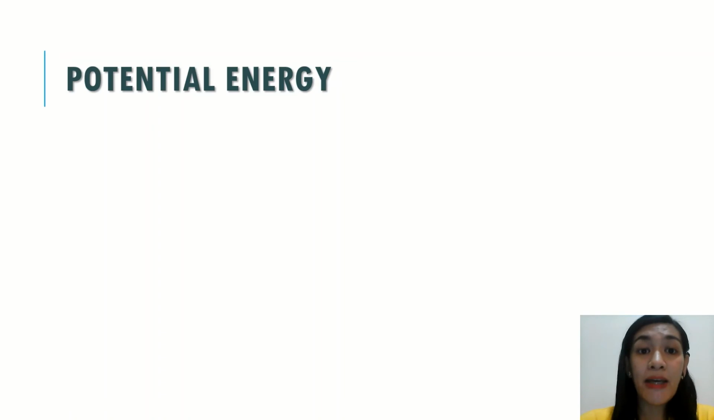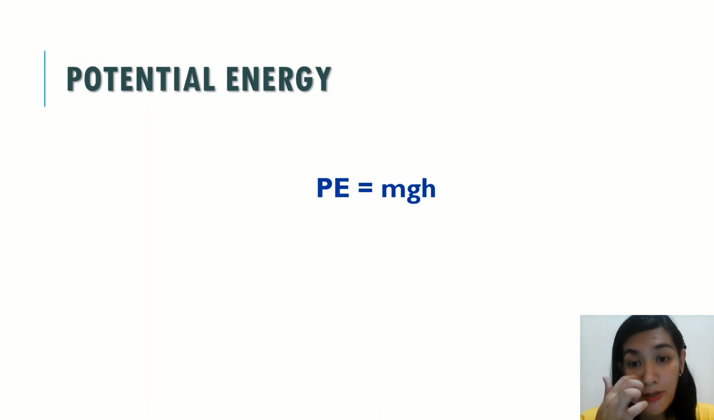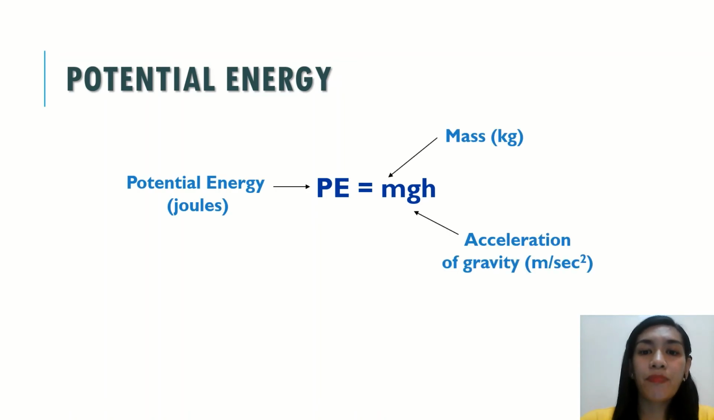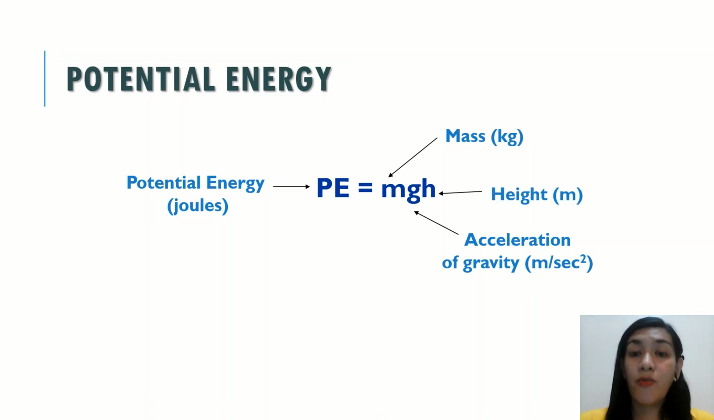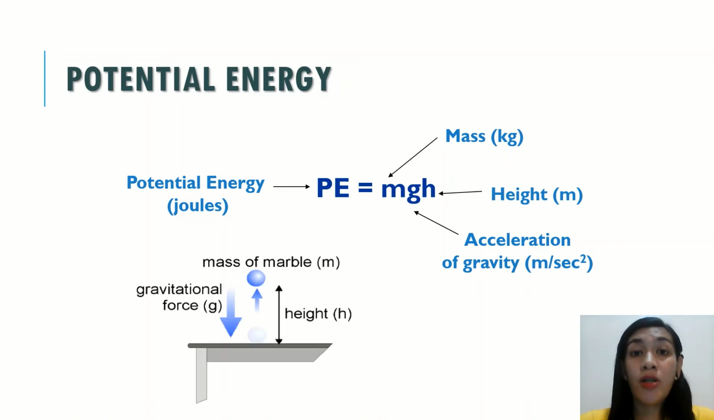Mathematically speaking, this could be expressed or calculated as mass multiplied by gravity and height. This is similar to your work done against gravity. The unit for potential energy is joules. For your mass, we will be using kilograms. For gravity, or the acceleration of gravity, we use the constant 9.8 meters per second squared. And for your height, we use the unit meters.